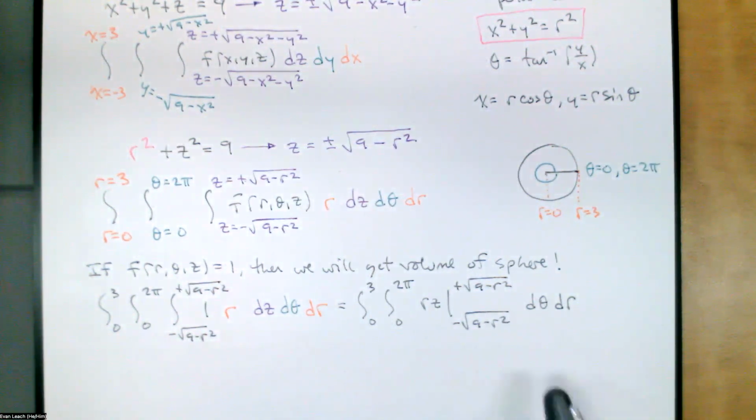I'm about to plug in 9 minus r squared. It's going to be sitting in a square root. There's going to be 2 of them. I'm going to have a 2 square root of 9 minus r squared. And I just said, we're still going to be able to avoid the trigonometric substitution. Why do we get to avoid the trigonometric substitution?